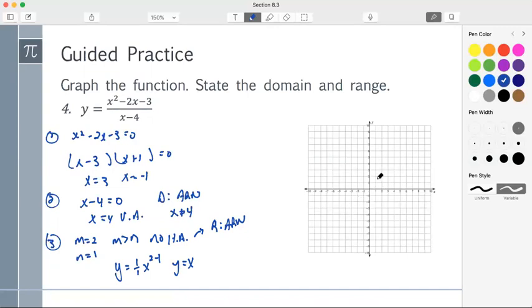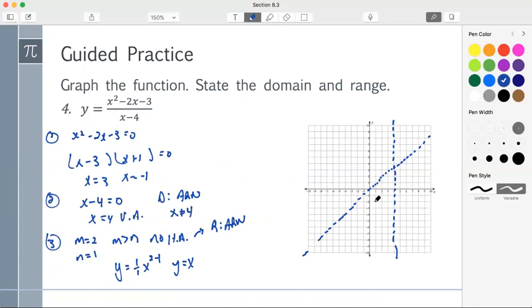So then for this graph, I went ahead and I plotted x equals 4. I plotted y equals x, just to help me graph. All right, now if I pick a couple points here, or I can go to the graphing calculator, and that's what I'm going to do real quick right now.